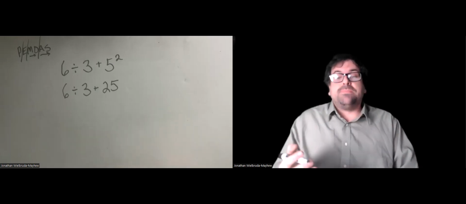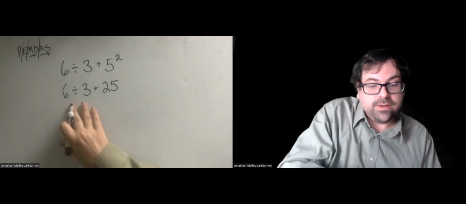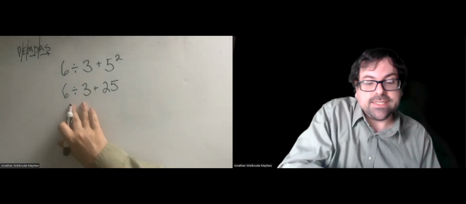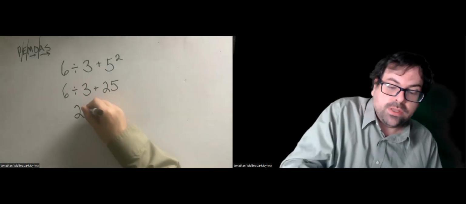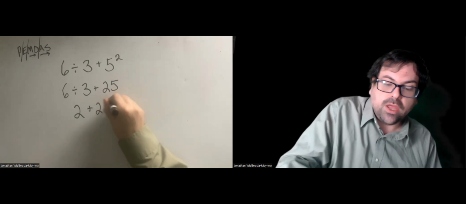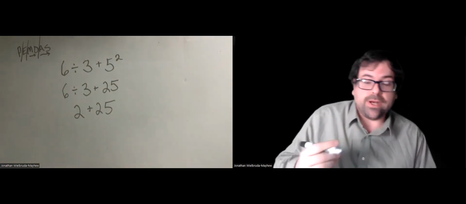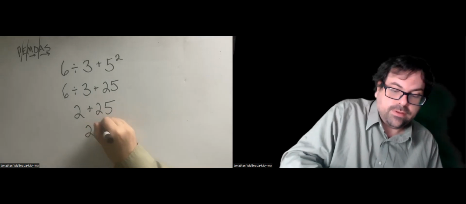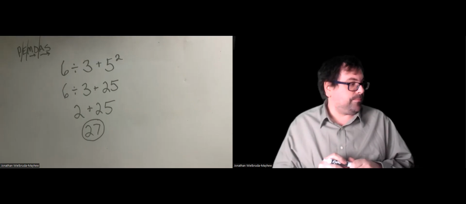Next, we look for any multiplication and division that we have from left to right as we come to it. And this very first thing is a division problem. 6 divided by 3, that's 2. Leave the rest alone. Finally, we have 2 plus 25. Our answer is 27.